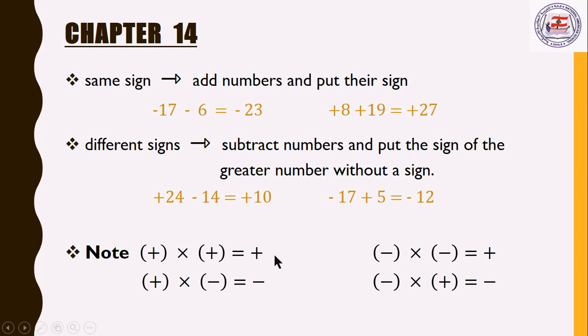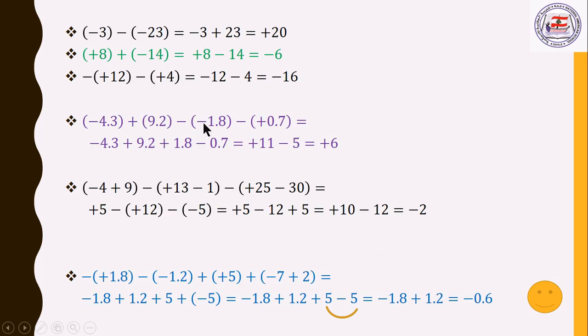Remember these? It's a note for you. Plus times a plus, plus. Plus times minus, minus. Minus times minus, plus. Minus times a plus, minus. Here are some more examples for you. Minus 3, minus 23. Then this is minus 3. Minus times minus we get a plus. Then plus 23. Different signs we subtract and we put the sign of the greater, plus.